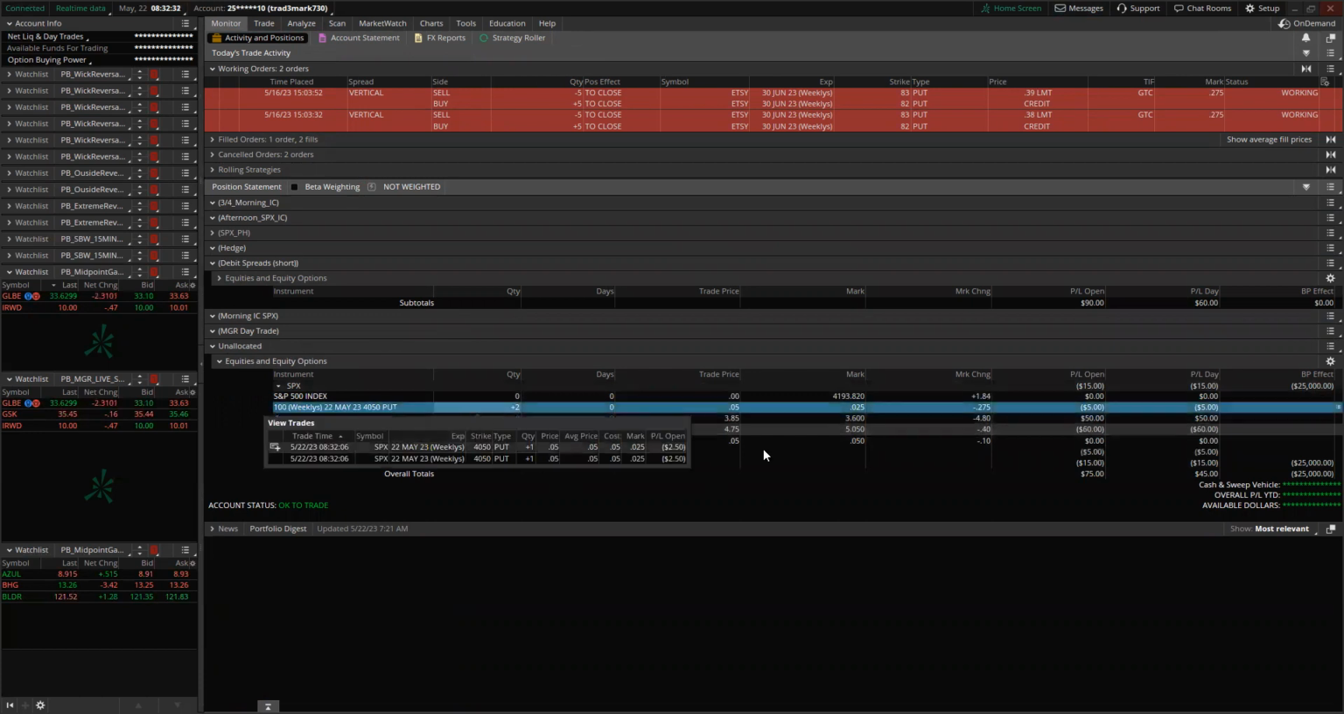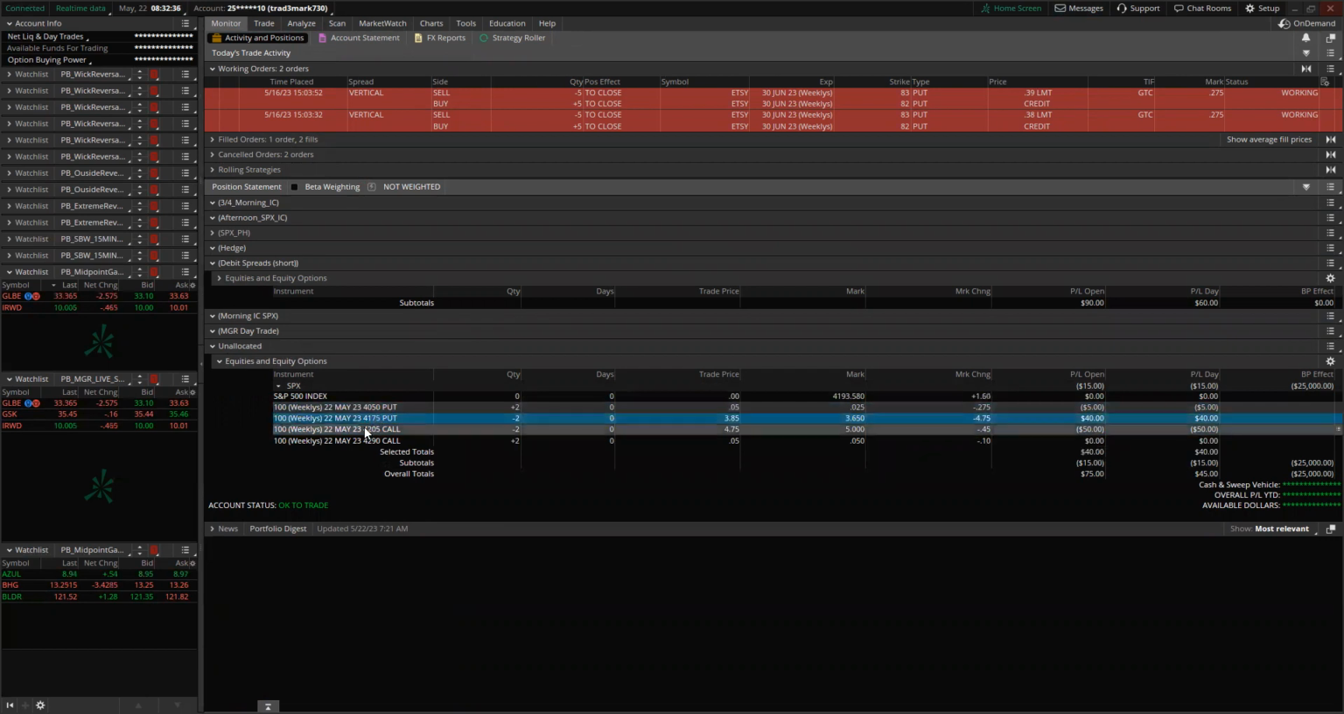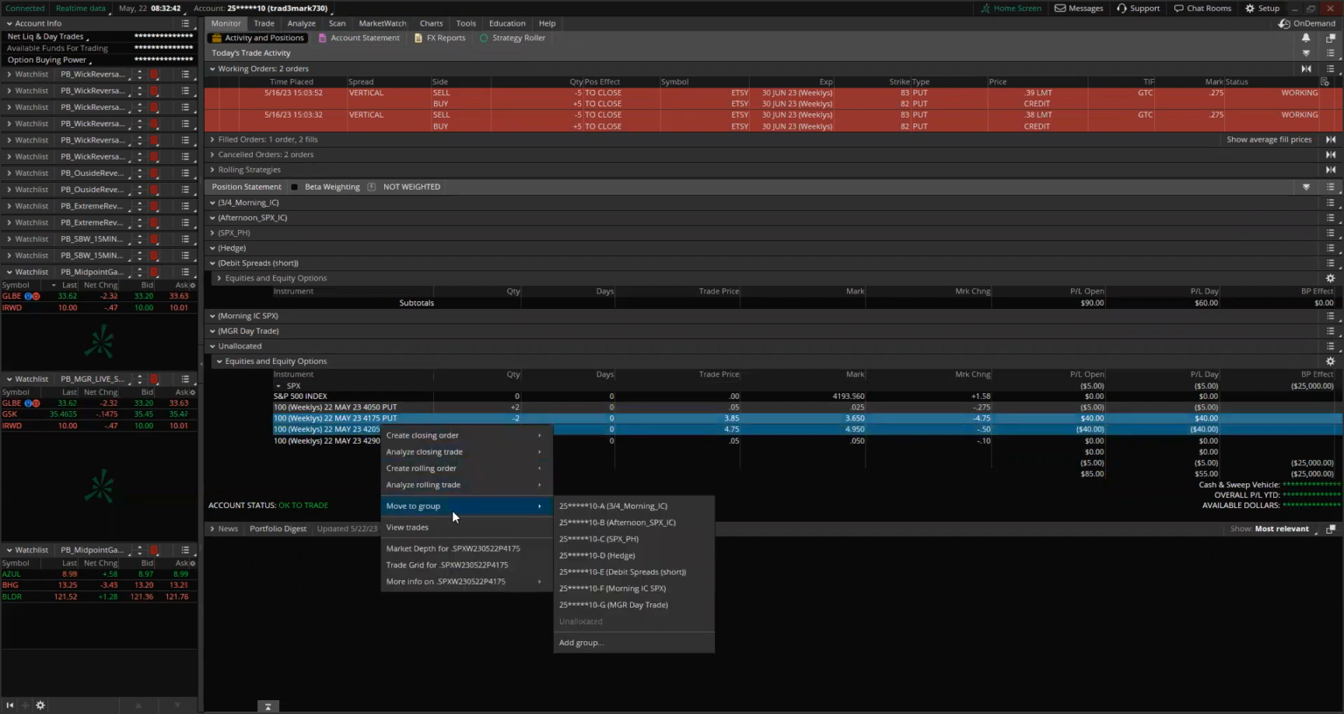And remember, I don't manage these 2 sides. So I will take this side, I highlighted, and then I'm gonna hit control, highlight this one. And then what I usually do is I move it to a group and I move that to my morning IC.